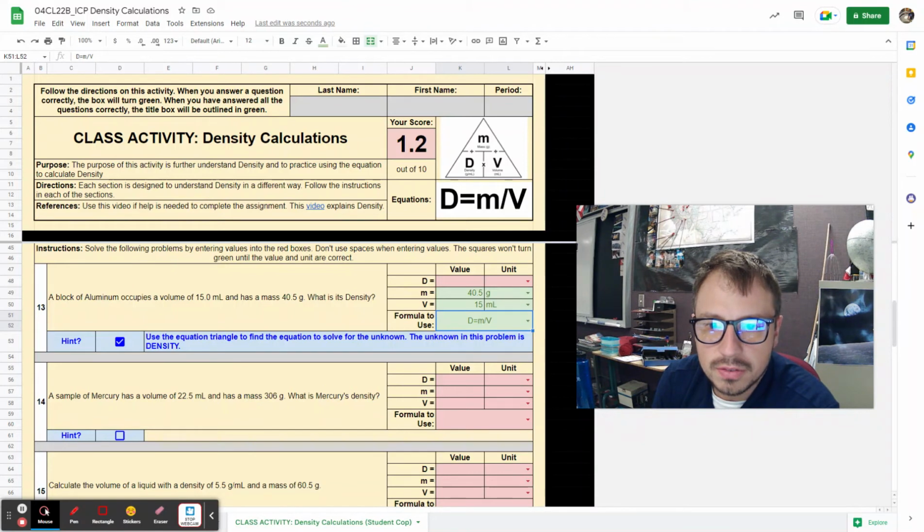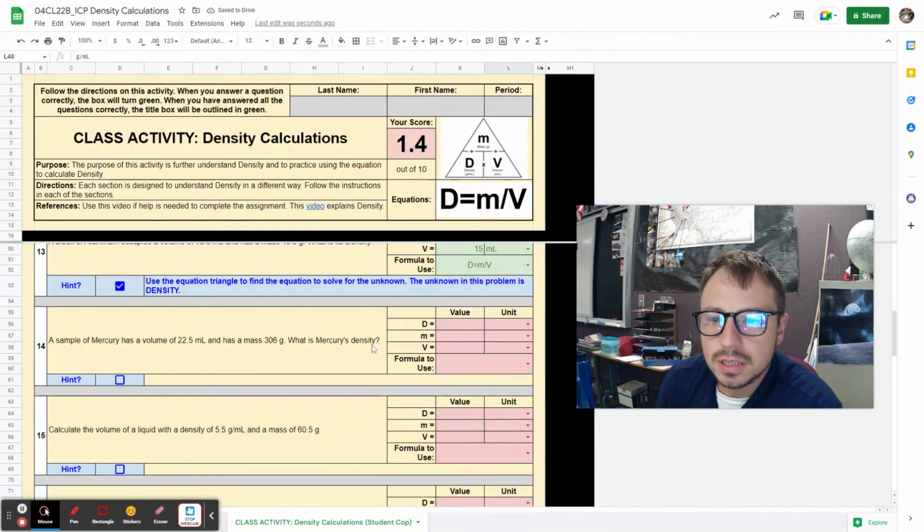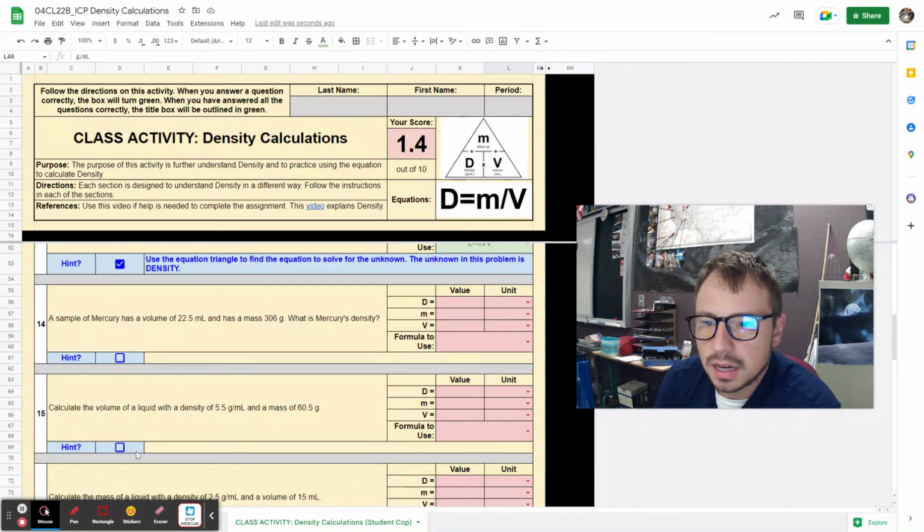So all I have to do is take the mass, which is 40.5 grams, divided by 15 milliliters. So I take 40.5 divided by 15. That's going to give me 2.7. There you go. And I come in here, 2.7. And the unit is going to be grams per milliliter.